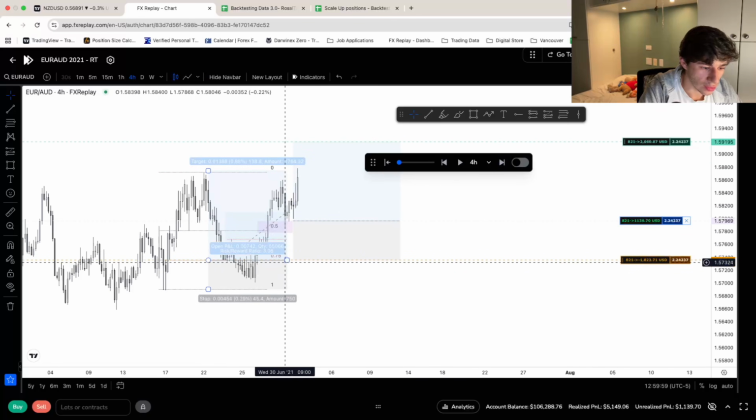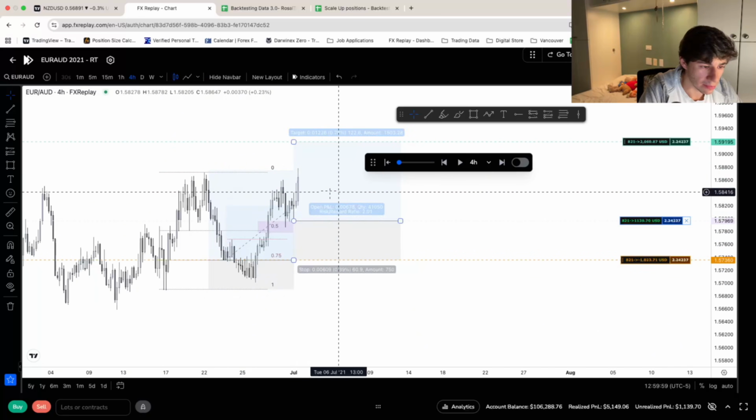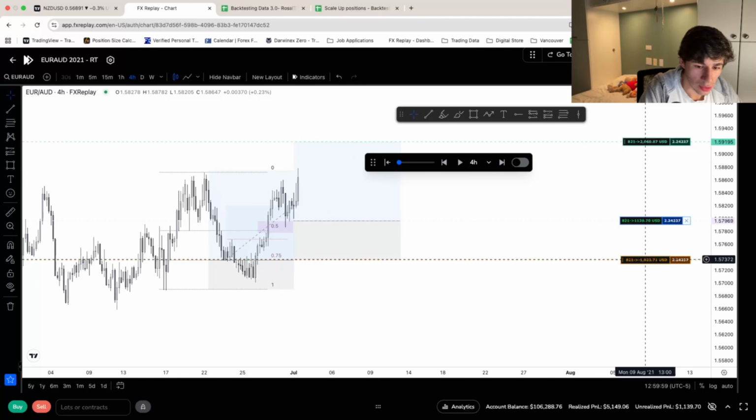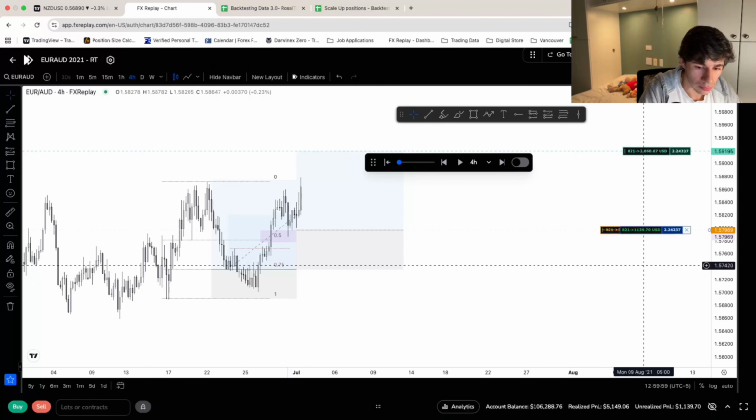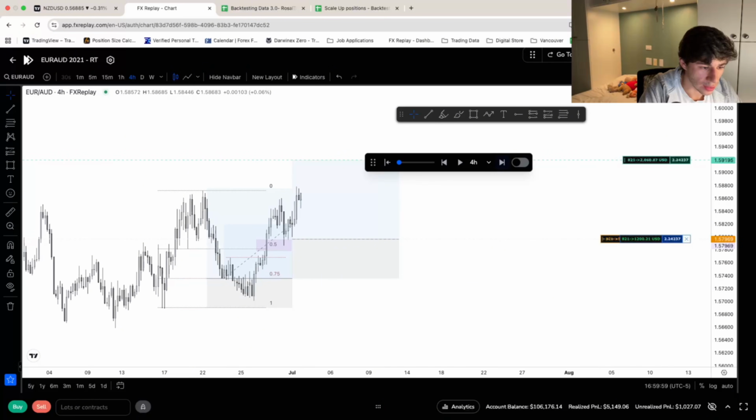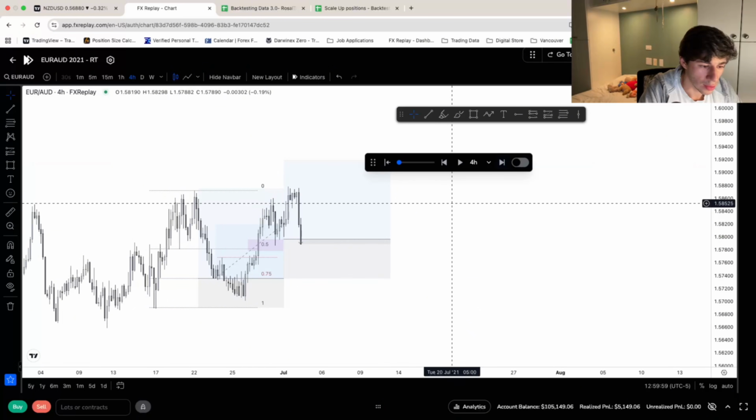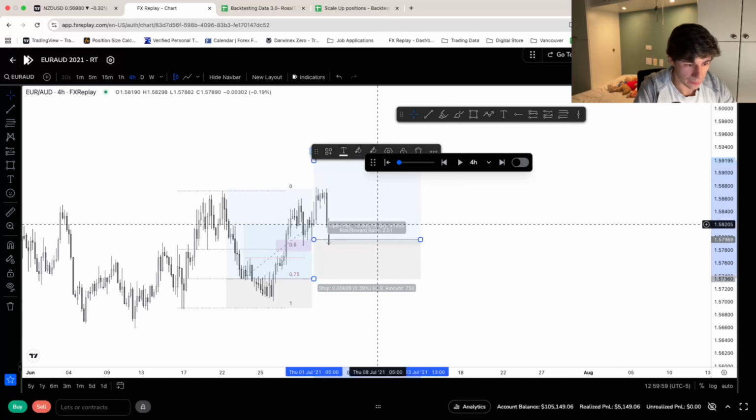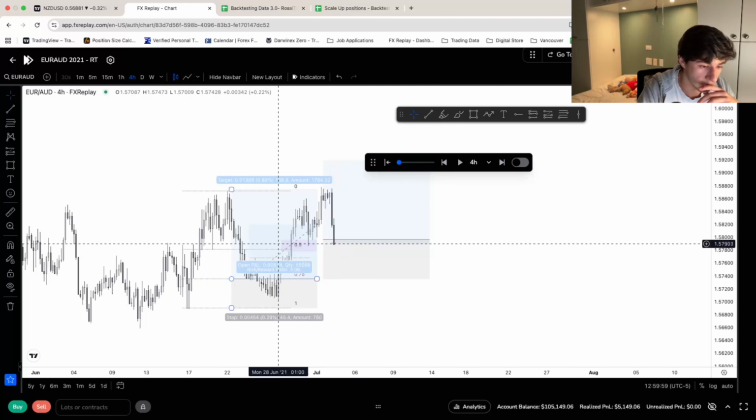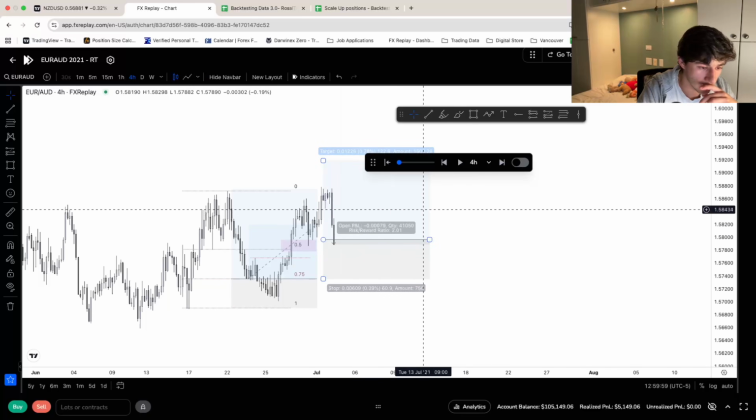Okay, so first TP, the first position just had TP. This one broke structure, so I'm moving stops to break even in this one. There you go. Now let's see if we can have our full take profit. Okay, so we got stopped out in this one. There you go, perfect. So the first one take profit and the second one break even.